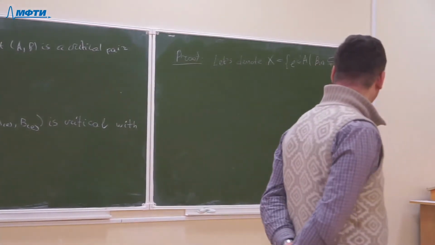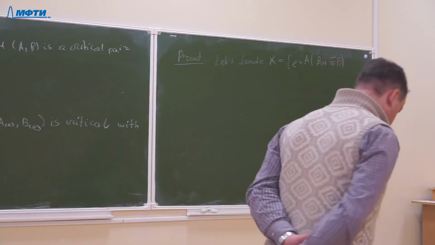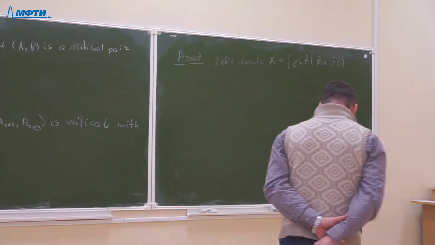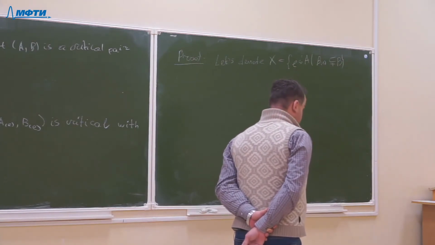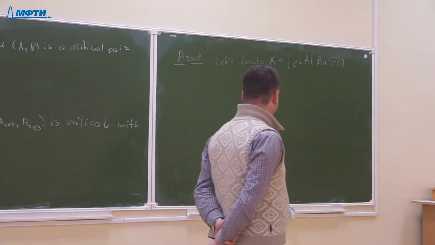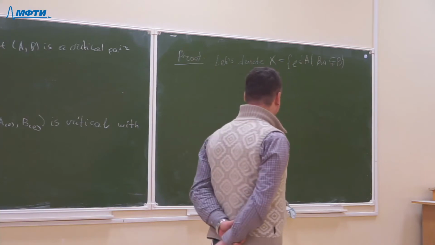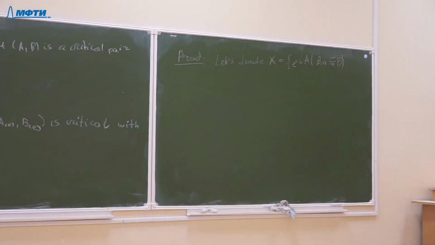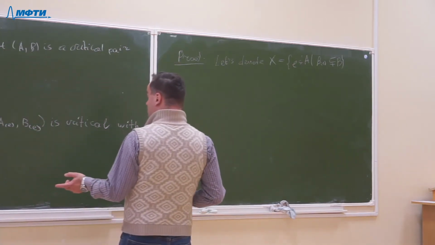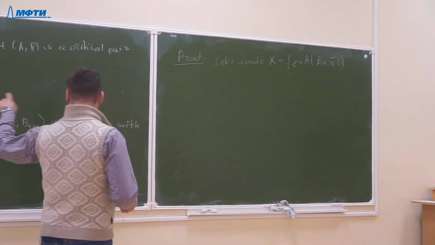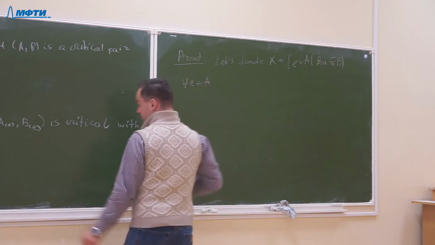No. First, what we have to do? We have to show actually that X contains at least 2 elements, not even 1, but 2. Right. Well, okay. First, for any E from A, what do we have?